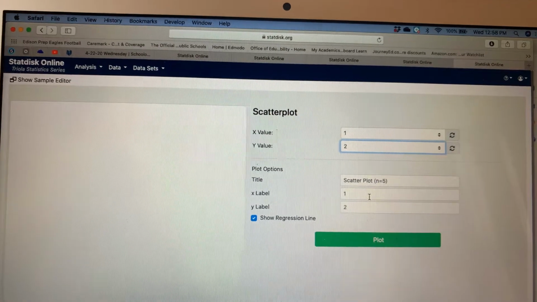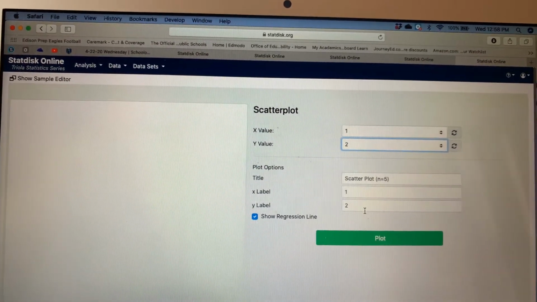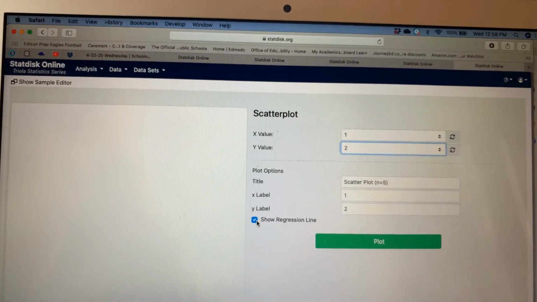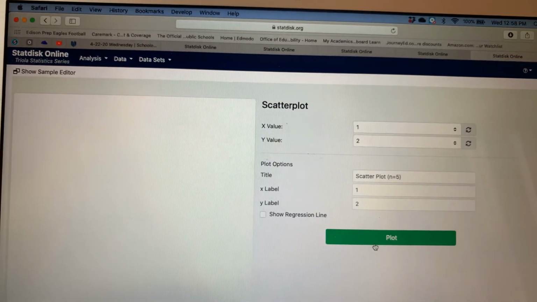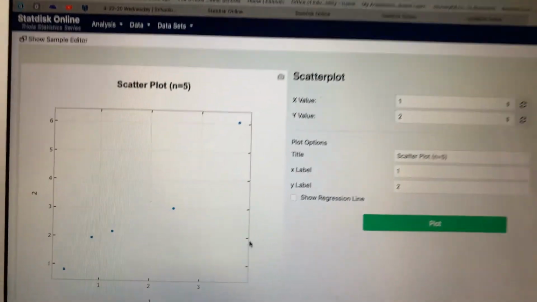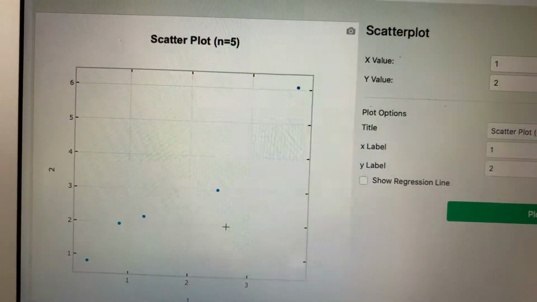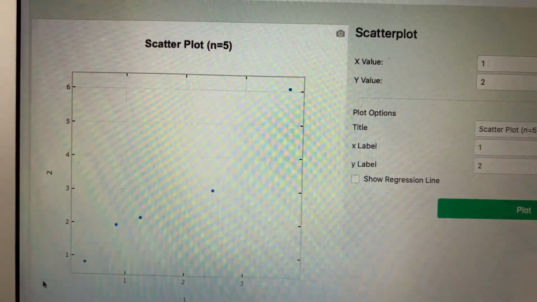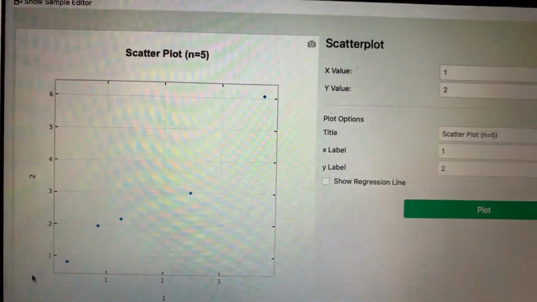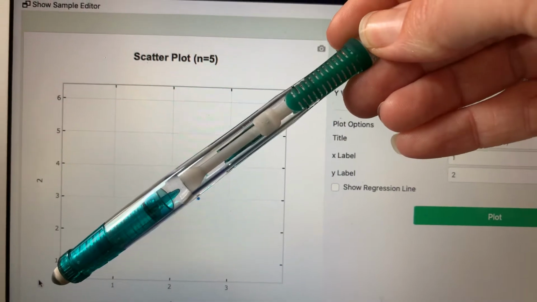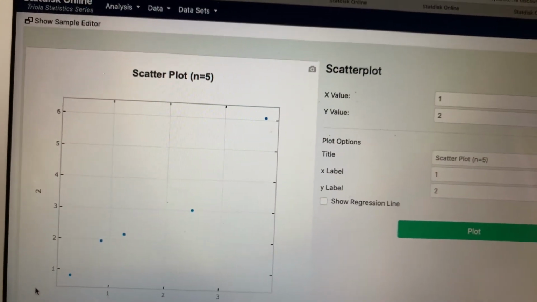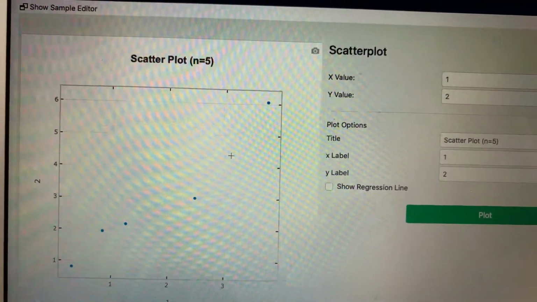I could make a title and give X and Y labels, but I'm not going to mess with that for right now. And of course, I don't want to show the regression line yet. I'm not ready for that. Okay, so let's plot it. All right, I only have 5 values, so it's a little bit difficult to tell. But if I were to, let's say, use my pencil to be the least squares regression line, it looks like it covers up all the data points, right? A line would fit nicely through those data points.